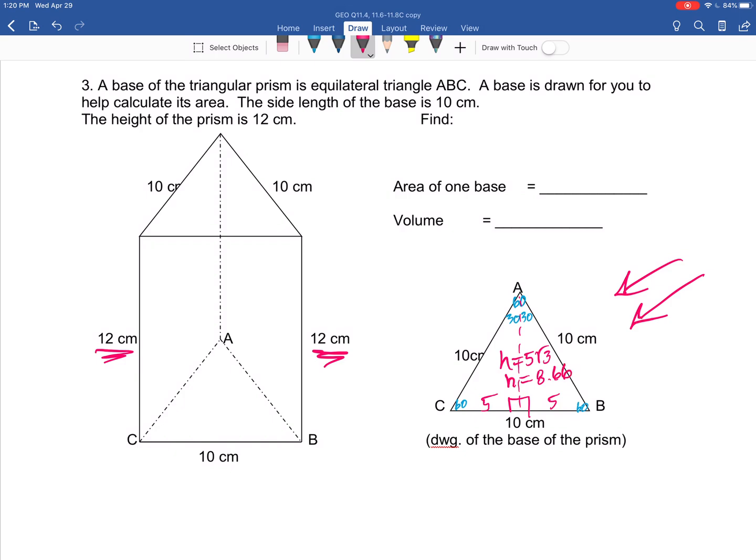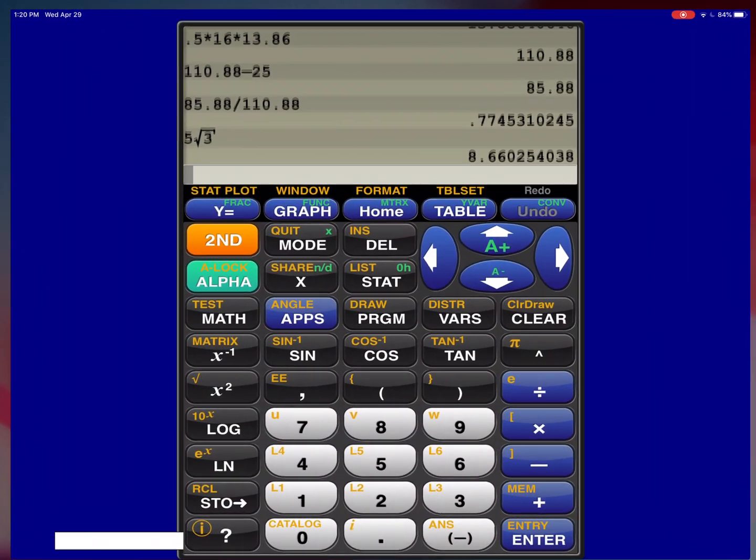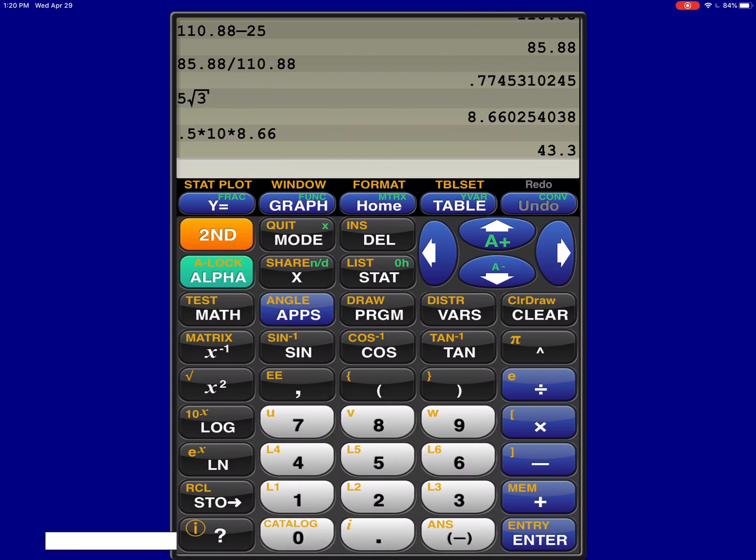8.66. Okay, here it is. Area of the triangle, the triangular base. 1/2. What's the base of the triangle? The whole base is 10. The height, 8.66. Okay, here it is. This is the triangular base. 1/2 times 10 times 8.66. There you go. Nice. 43.3.